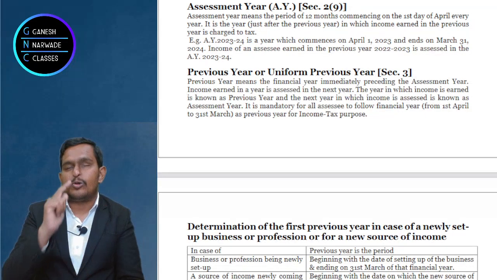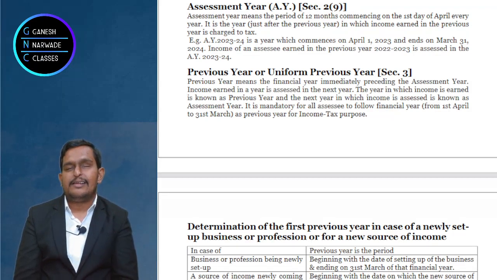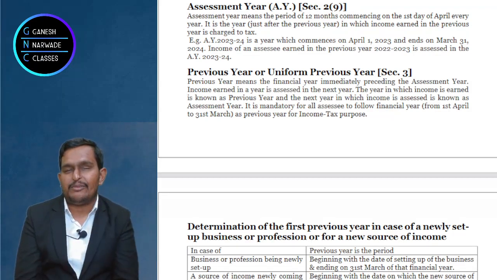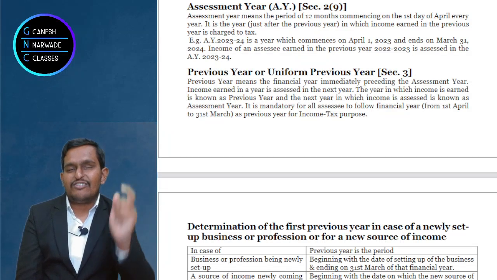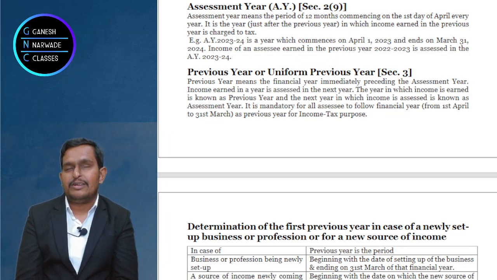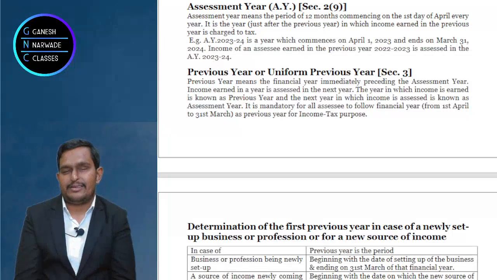Assessment year, section 2 clause 9. Okay, what is it? It's a period of 12 months. In simple language, it's a period of how much? 12 months. Now a period of 12 months starting from 1st April and ending with 31st March, starting from 1st April, ending with the next year's 31st March.